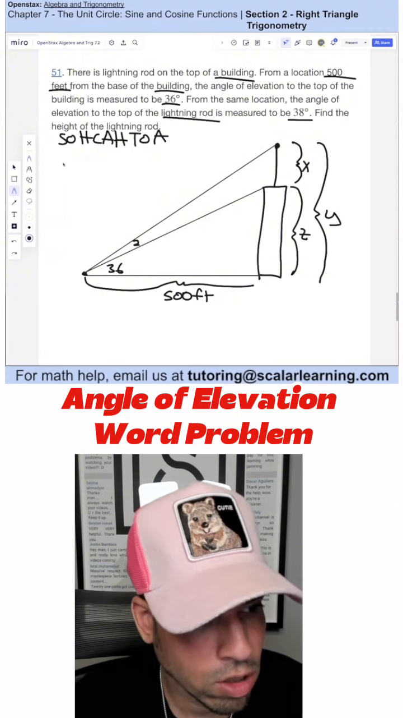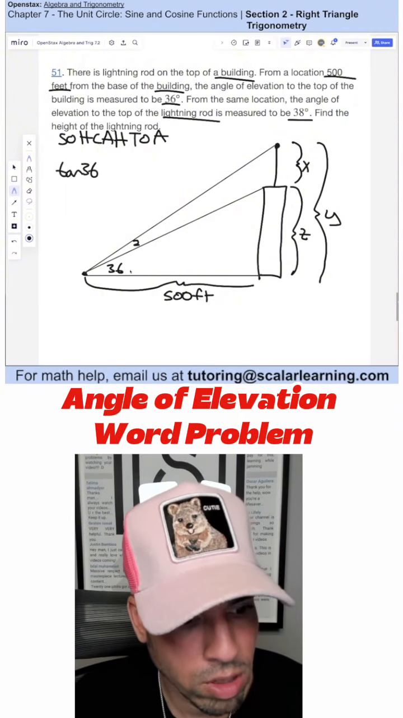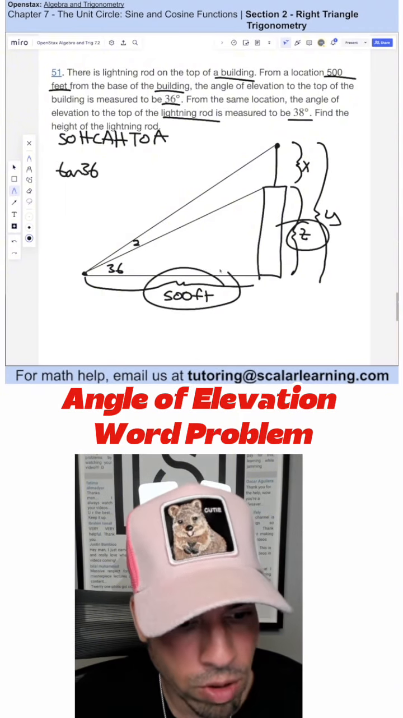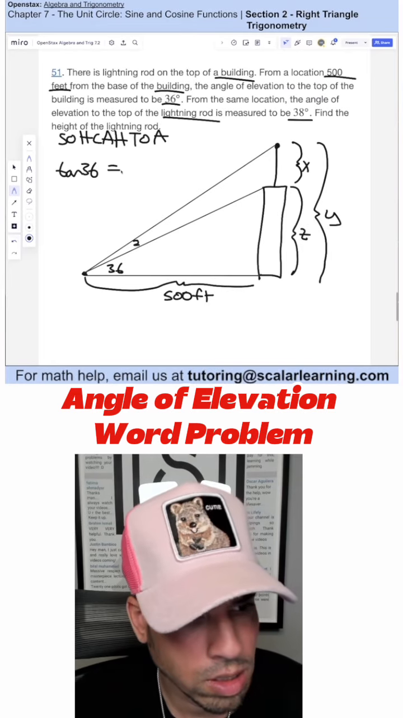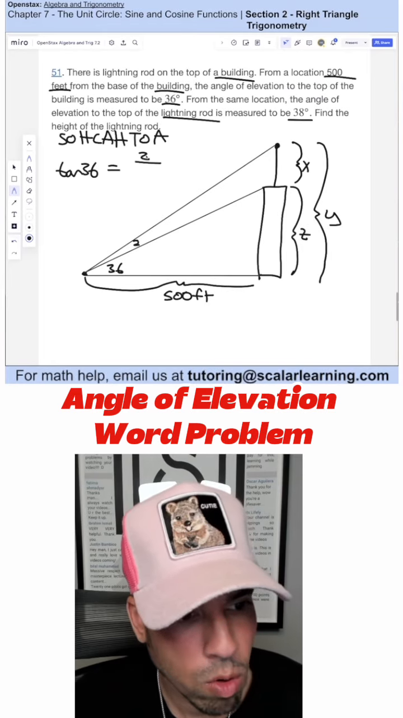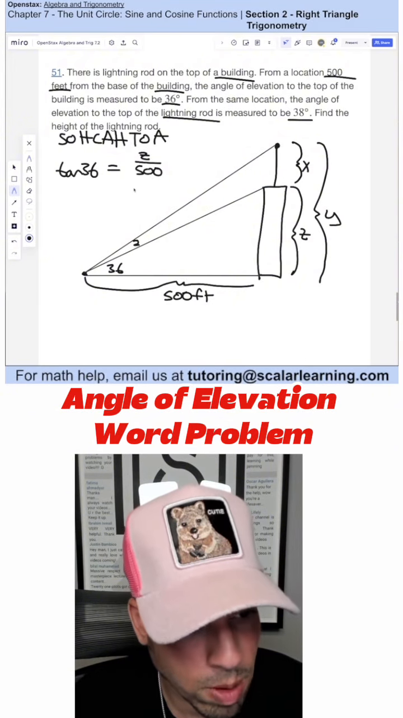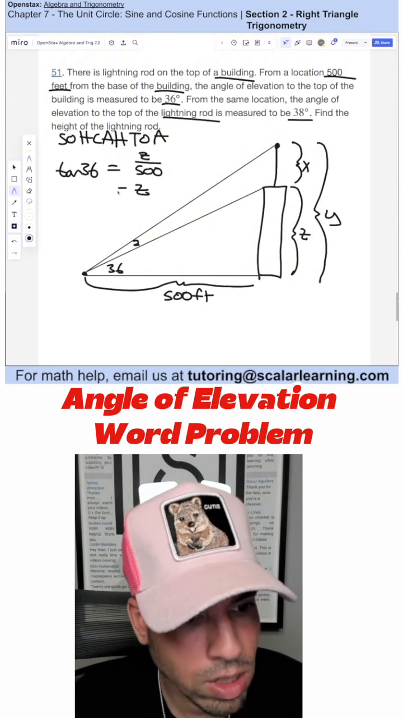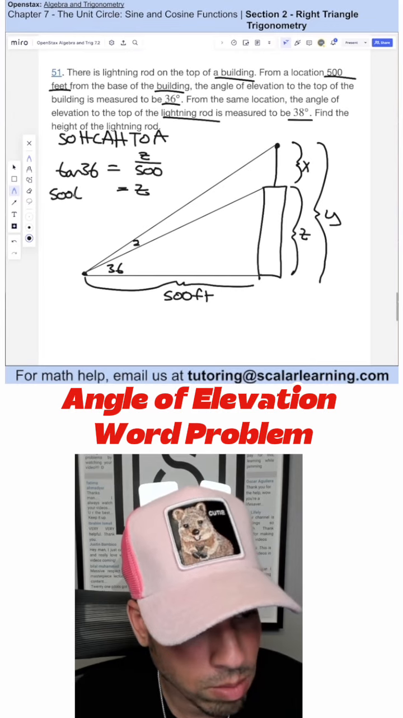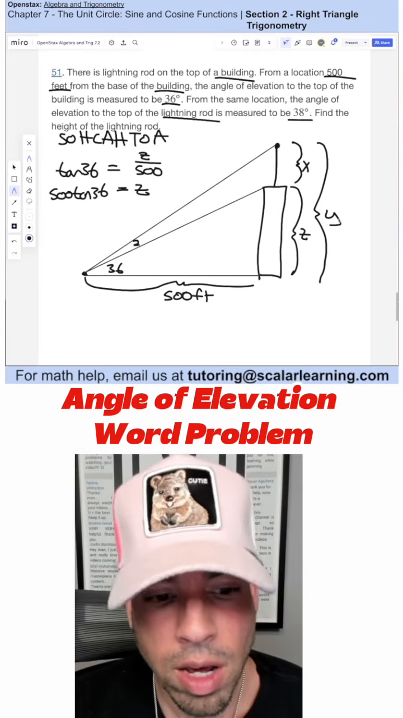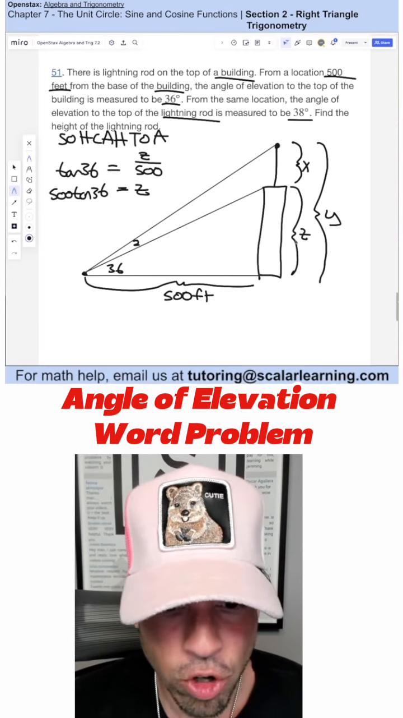So start with tangent of 36. Tangent of 36 equals opposite over adjacent. So tangent of 36 equals z over 500. And to solve for z, we're just going to isolate by multiplying both sides by 500. So now I know that z equals 500 times tangent of 36. Now I need to just solve for y, because then I can subtract z from y.